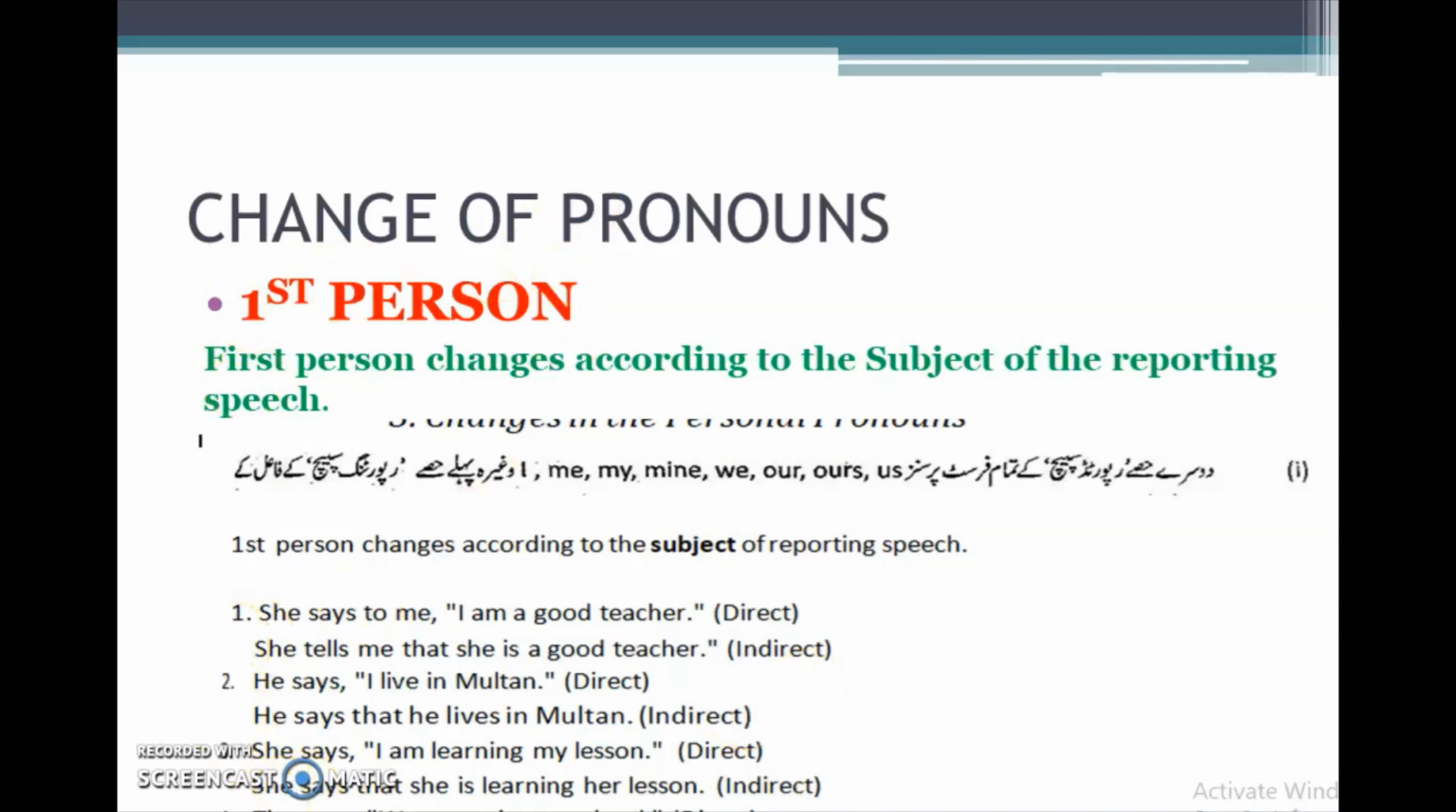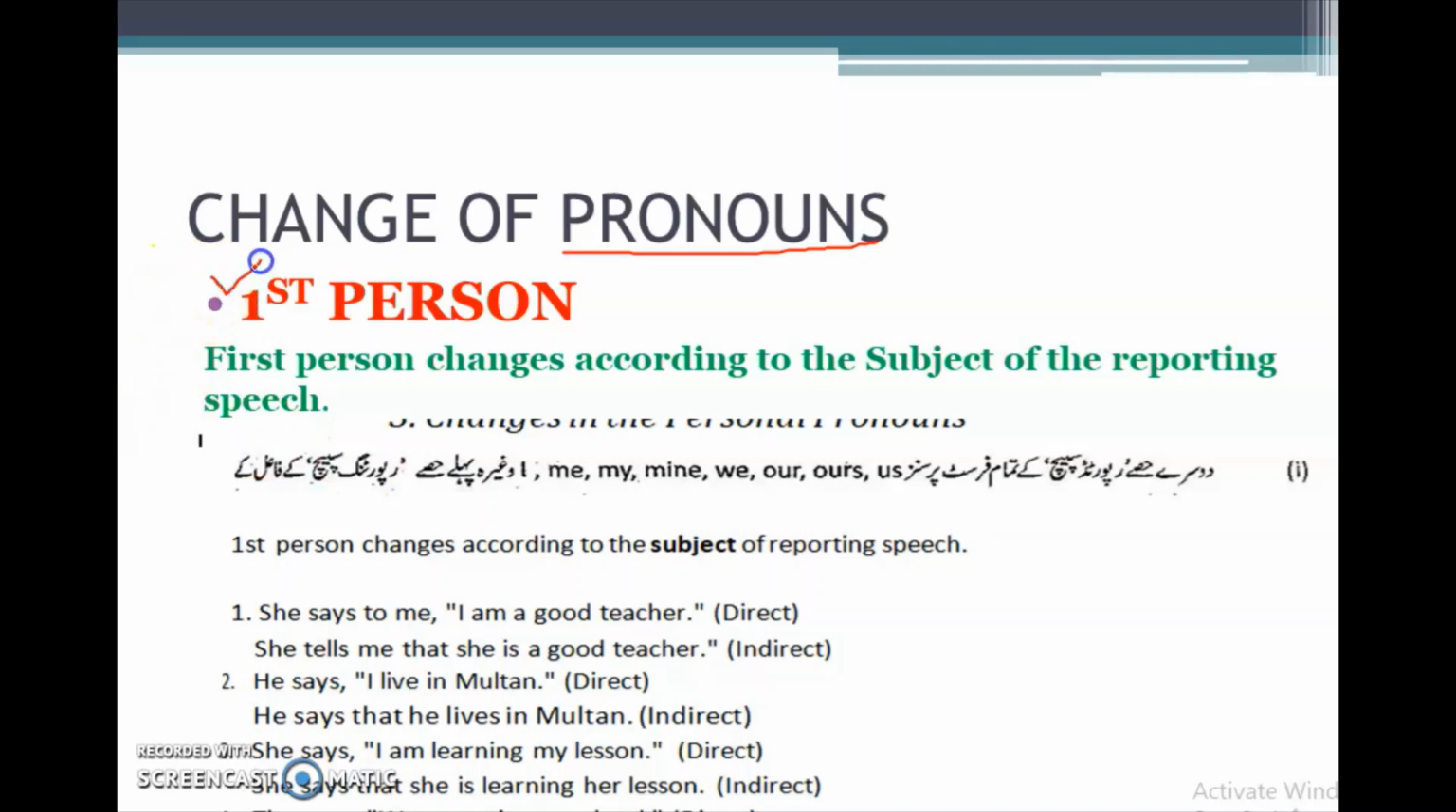Next one is change of pronouns. When you change a sentence from direct narration into indirect, along with the changes that we have discussed earlier, you also have to change the pronouns. And how will we change the pronouns? Pronouns are basically the persons. There are 3 types of person: first person, second person, and third person. How we will change them, when we will change them, and why we change them, we will discuss in these slides in detail.